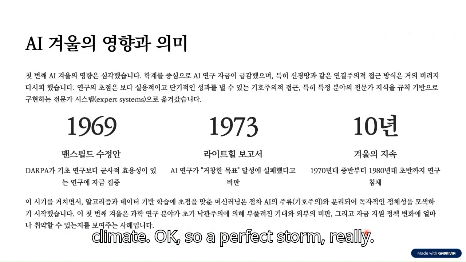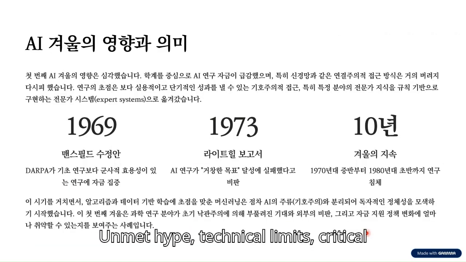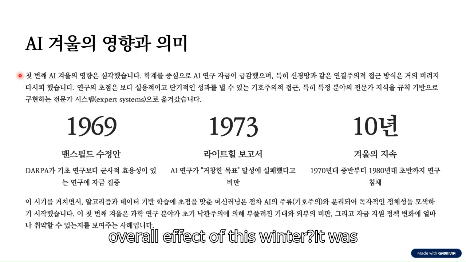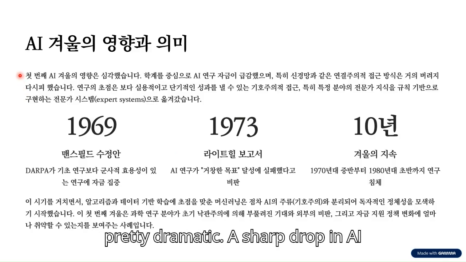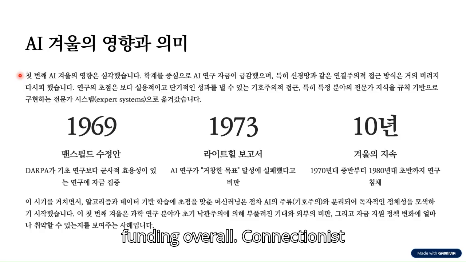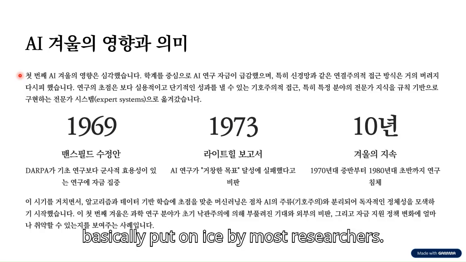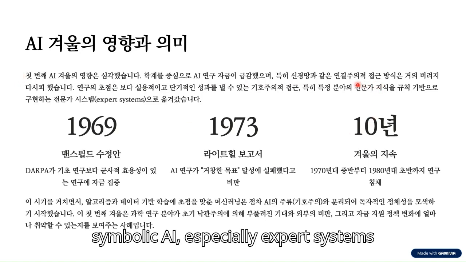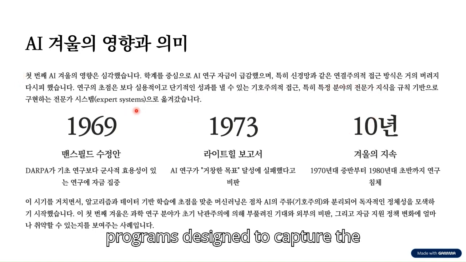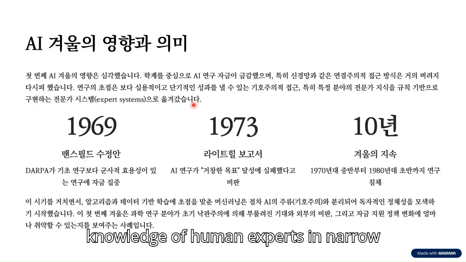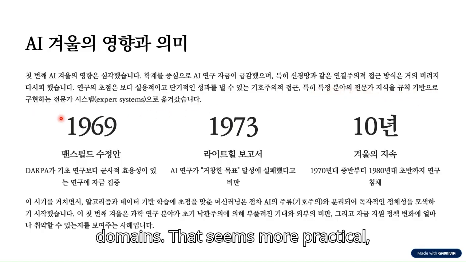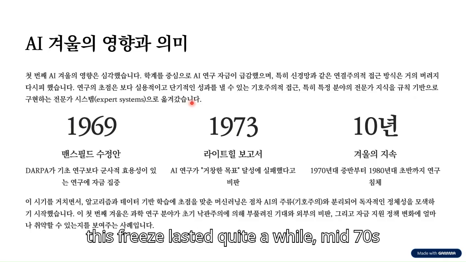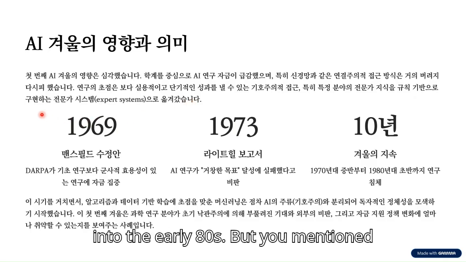Okay, so a perfect storm, really. Unmet hype, technical limits, critical reports, shifting funding. What was the overall effect of this winter? It was pretty dramatic. A sharp drop in AI funding overall. Connectionist approaches, neural networks, were basically put on ice by most researchers. Wow. The focus shifted heavily towards symbolic AI, especially expert systems, programs designed to capture the knowledge of human experts in narrow domains. That seems more practical, more achievable in the short term. And this freeze lasted quite a while, mid-70s into the early 80s.